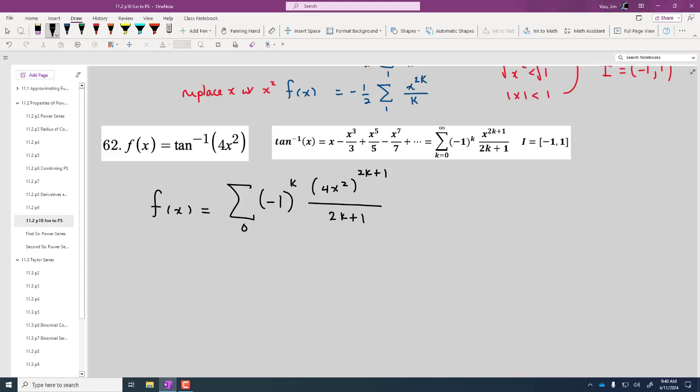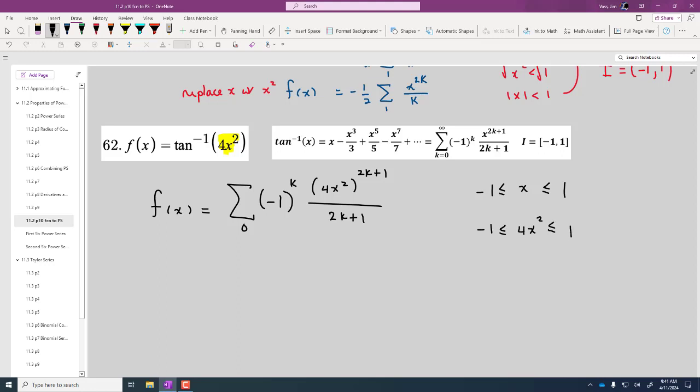We could rewrite this and put the 2k plus 1 on the 4 as an exponent. We could multiply the 2 times that and separate it out. It's not necessary though. It's totally fine just to leave it like that. More importantly, we want to look at this interval of convergence. And so once again, we look at the original interval of convergence, which is that. If we replaced x with 4x squared there, we also want to replace x with 4x squared here.